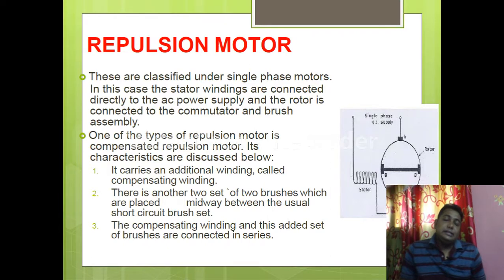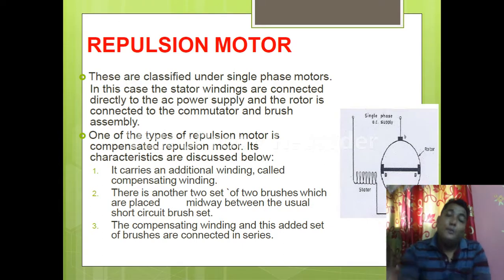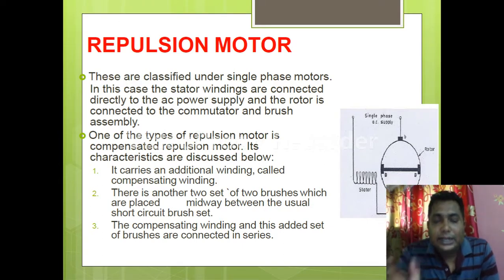In this particular case, the constructional feature of the repulsion motor is that the extra brush set that we are using over here is connected in series with the compensated winding.